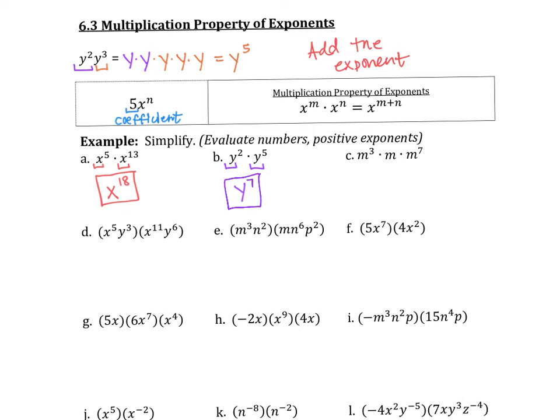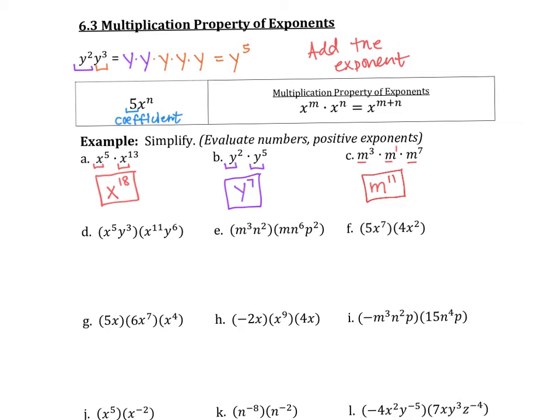For C, m to the third times m times m to the seventh. So again, they all have the same base, so I can use the multiplication property of exponents. My first exponent is 3. Then I have this one here. There's an m here, but there's no exponent. Because there's no exponent, I can put a 1 here because there is a 1m there. So it's really m to the 1. So I'm really doing 3 plus 1 plus 7. So 3 plus 1 is 4. 4 plus 7 is 11.